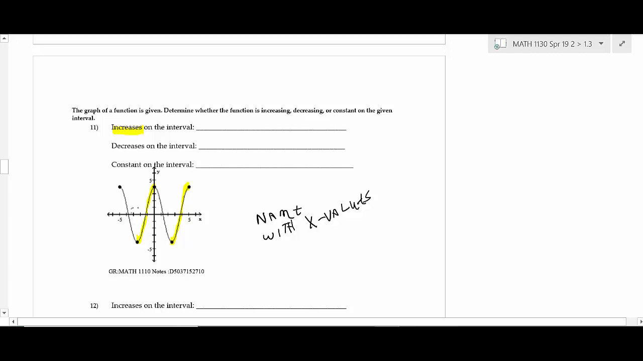So this x value here looks like it would be about -3. It almost looks like -2.5. I'm going to go with -2.5. And then that x value is 0. So for increasing, we would use an open interval. So we'd say -2.5 to 0 as your first, like that.